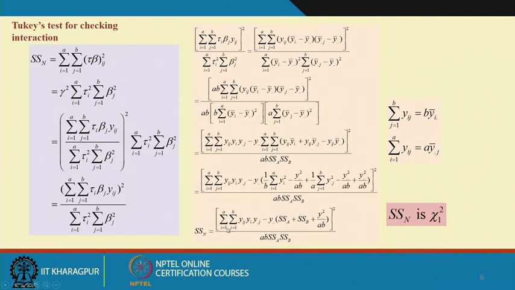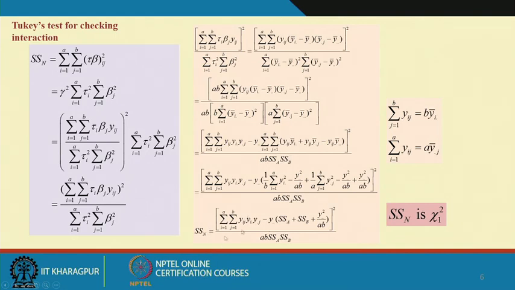So, SSN equals the sum over i equal to 1 to a, j equal to 1 to b, of yij, yi dot, y dot j, minus y dot dot, into SSA plus SSB plus y dot dot square by ab, the whole square, divided by ab SSA into SSB. This is the statistic which tests the non-additivity, that is, whether the interaction is present or not. In that sense we will use it, and this follows a chi-square distribution with 1 degree of freedom.